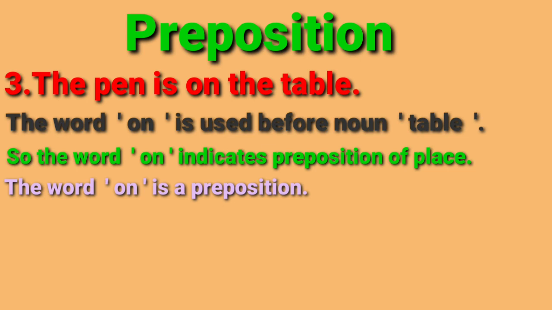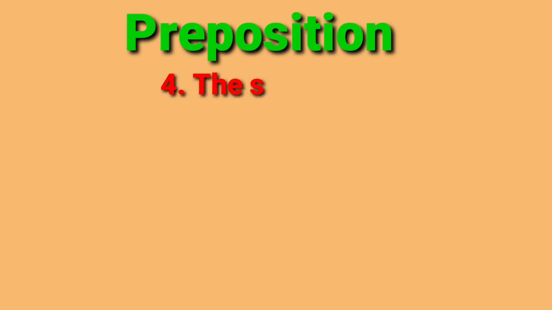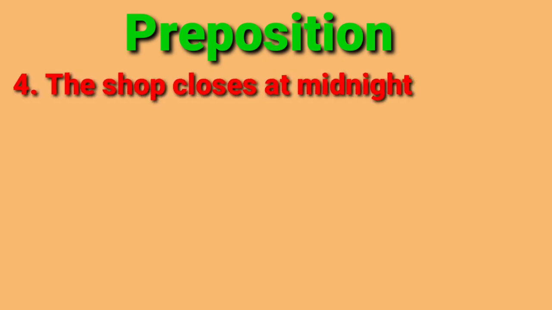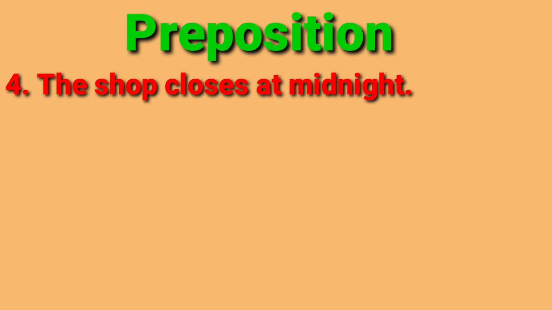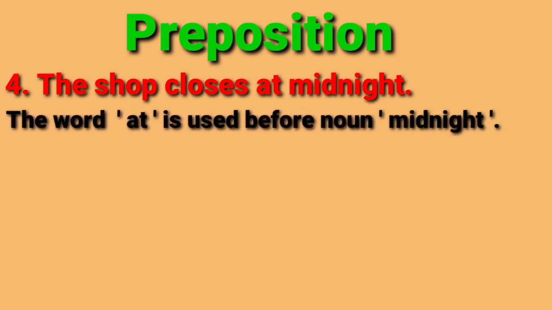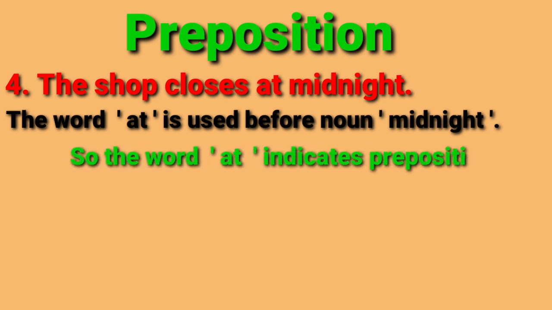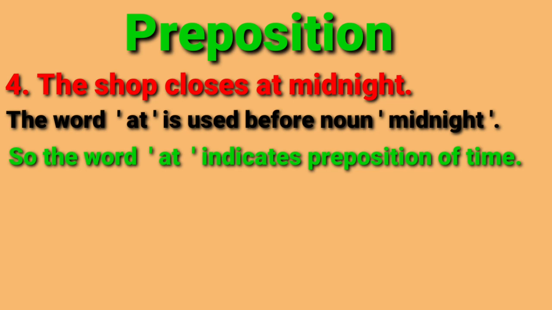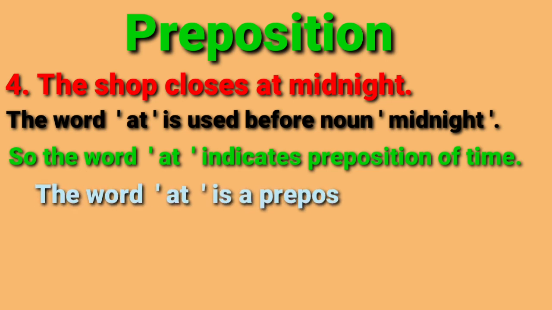Fourth example, the shop closes at midnight. Dear students, in this example, the word at is used before the noun midnight. So the word at indicates preposition of time. So the word at is a preposition.